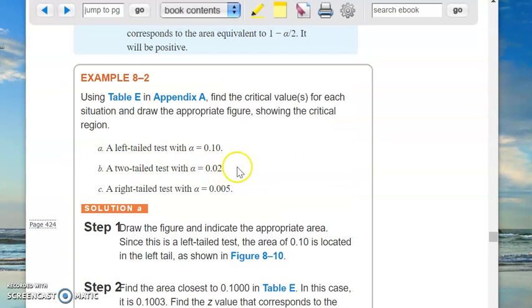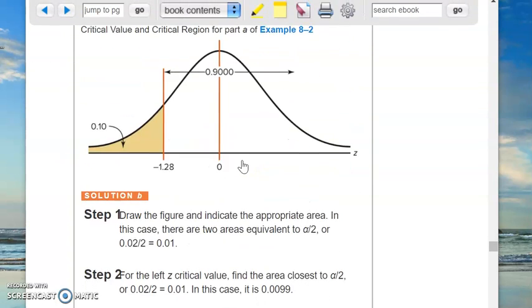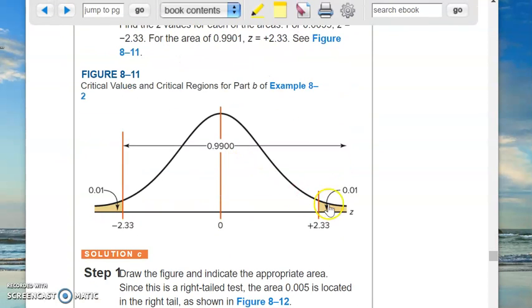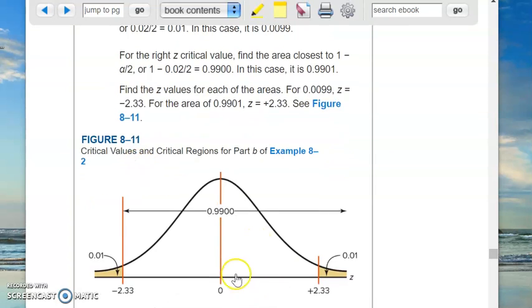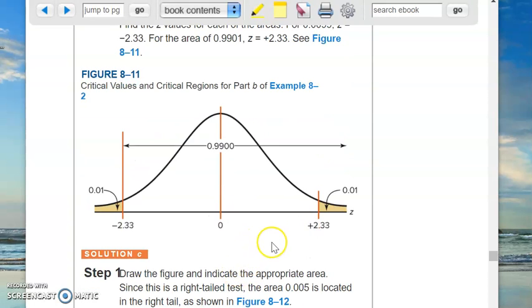Alpha is 0.02. Alpha is 2%. So I want it to be wrong 1% of the time if I'm over here, 1% of the time if I'm over here. So that's where I find those critical values. So this notation here drives people crazy, but it shouldn't. The alpha over 2 just means half of my budget. If I'm allowed to be wrong 2% of the time, I'm allowed to be wrong 1% over here and 1% over here.